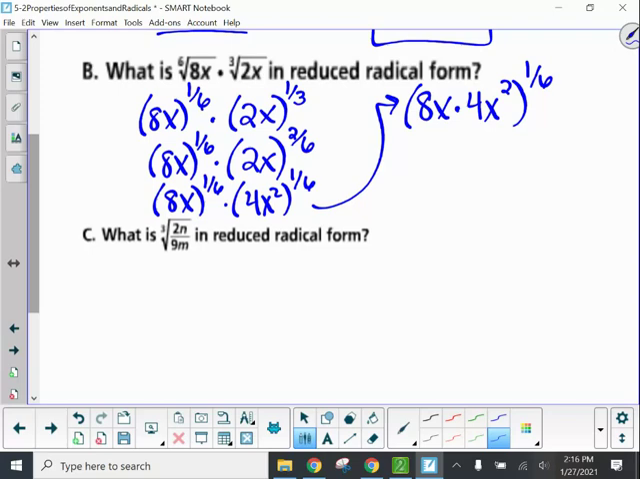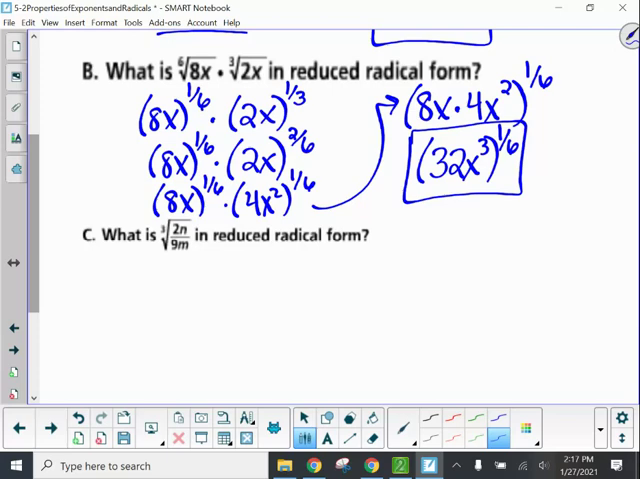Now I can multiply what's inside together. And that's going to give me 32x to the 3rd, all to the 1/6 power. You can leave your answer like that. You can rewrite it as a radical if you wanted to. There's really no point in simplifying that any further. You could make it x to the 1/2 power, and 32 is 2 to the 5th, so 2 to the 5/6 power. There's really not much else you can do with that. That's pretty much as good as it's going to get.